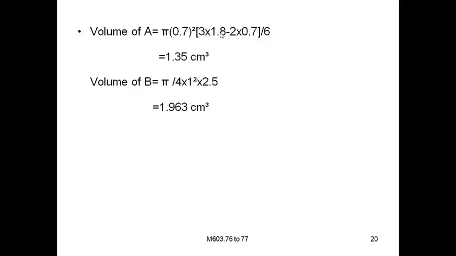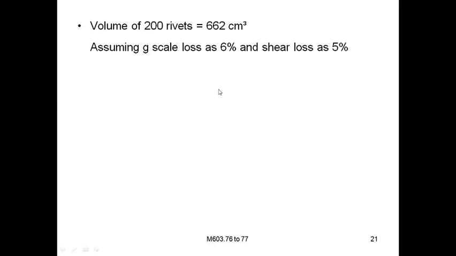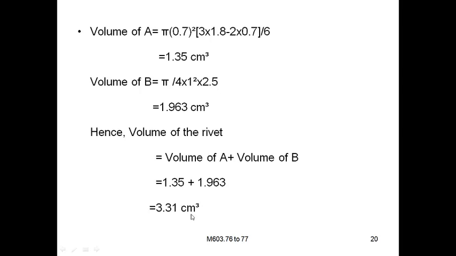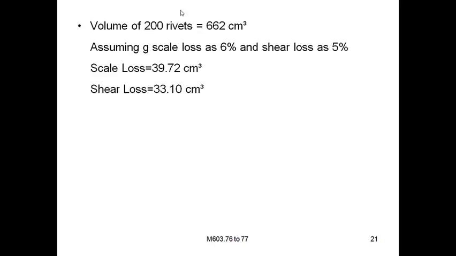So 3D, capital D is 1.8, here h is 0.7. You substitute all the values, so you will get the volume. Similarly you have a cylindrical portion, that is pi by 4 d square, diameter is 1. He is calculating the volume of the object directly in centimeters. Finally you sum up these values, you will get the volume.